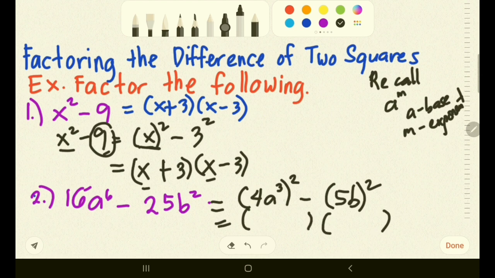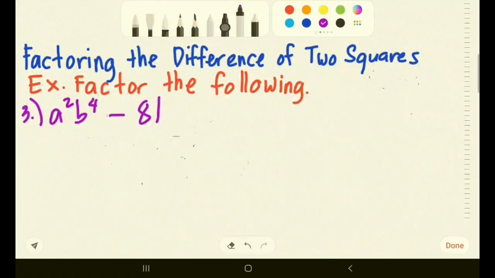So, get the base: 4a cubed. Another one, 4a cubed. And then plus 5b, minus 5b. That's it. Again, you can check your answers by getting the product of the factors. You will get the given polynomial. Okay, let's proceed to example number 3.